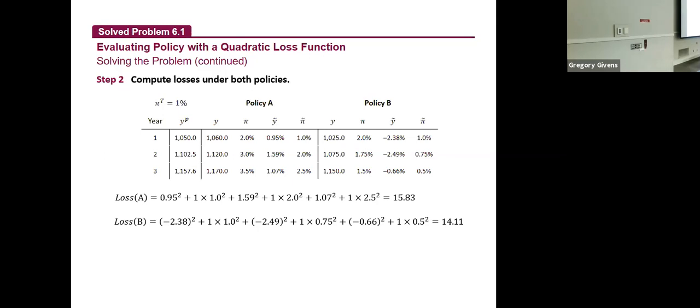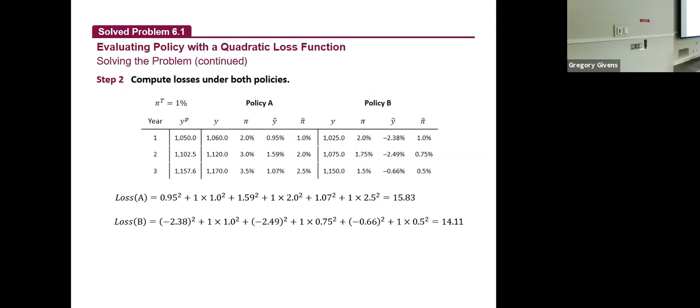Now again, just to be clear, that would be an output gap of negative 2.38 squared plus 1 times the inflation gap of 1% squared. That's year 1. Plus year 2 would be negative 2.49 squared plus 1 times 0.75 squared. All right? We're just plugging in the inflation gap and output gap numbers directly into the loss function from the previous slide, which is just the squared values of the output and inflation gaps summed up over time.